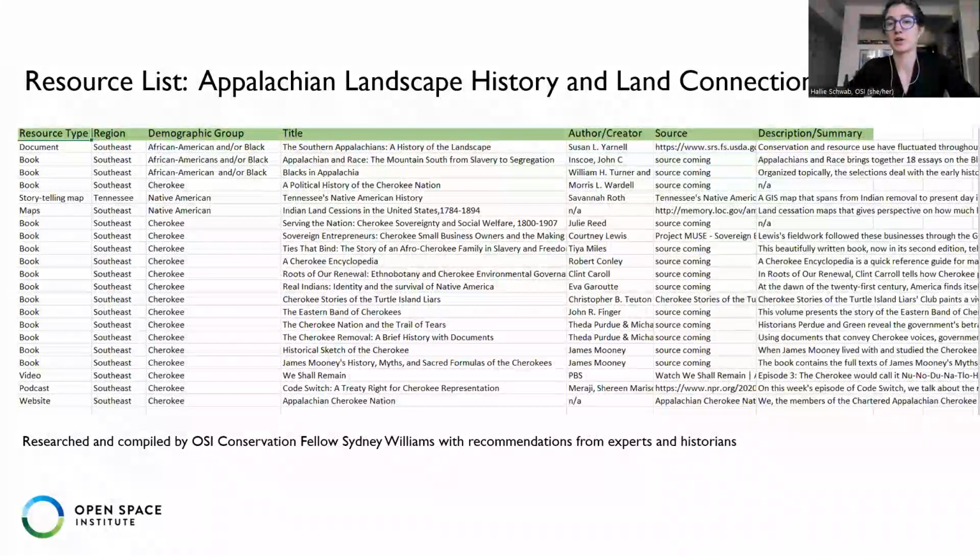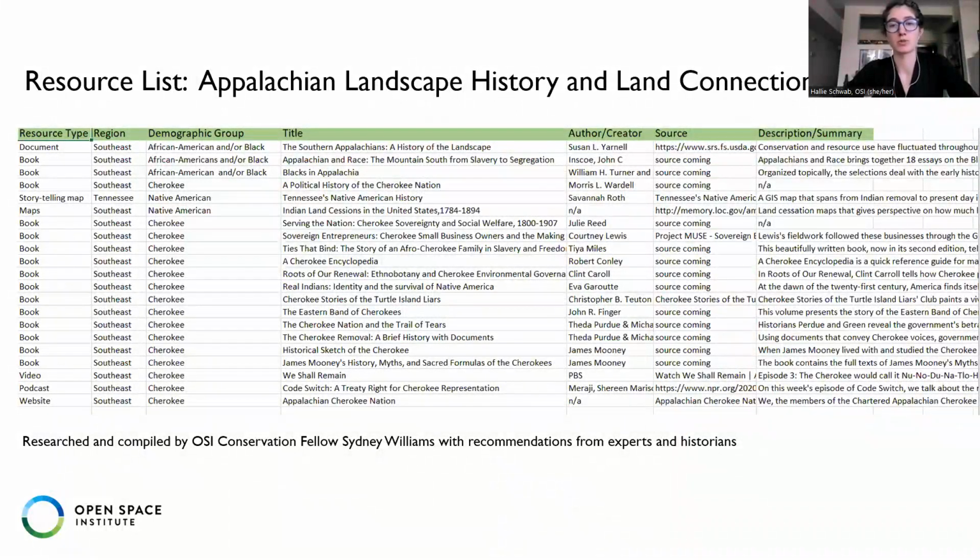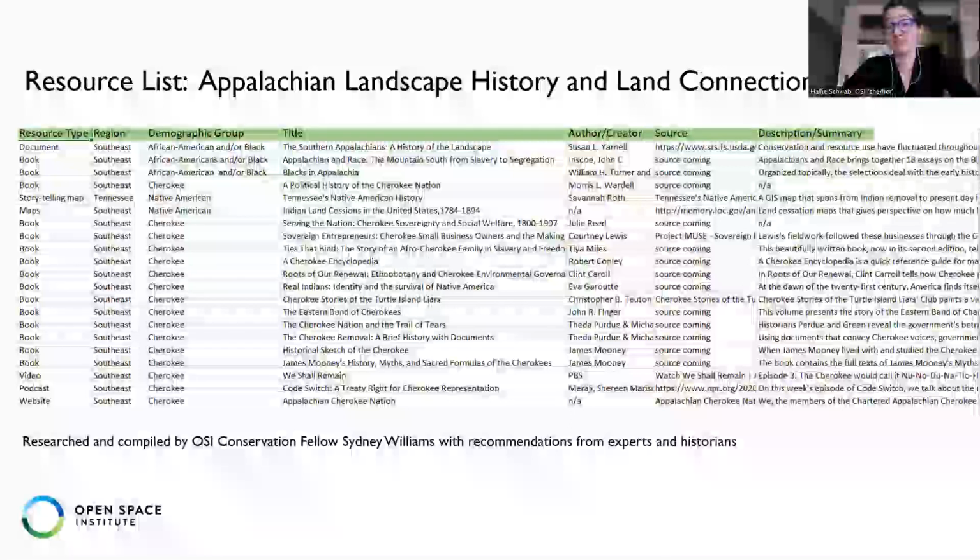So finally, OSI fellow Sydney Williams developed a resource list pulling together books, articles, and podcasts about land history and connection in the Appalachian region, with a focus on the stories and contributions of Black, Indigenous, and people of color. This resource is organized by fund region and is available on our fund webpage, which makes it a great resource if you're seeking more information as you're responding to the land equity questions included on the application. And this is a living resource.